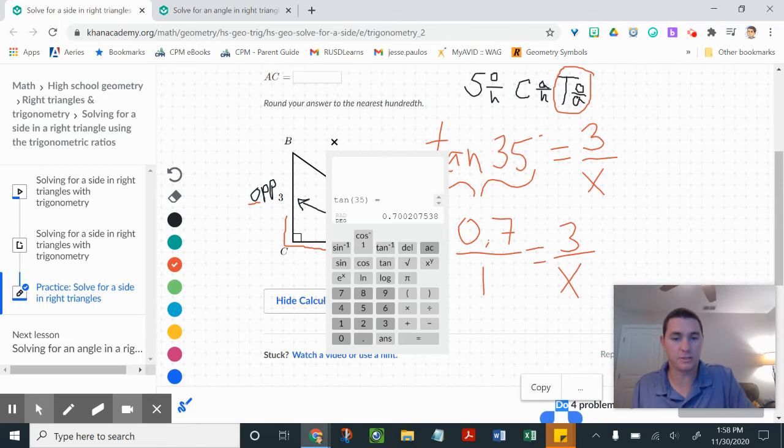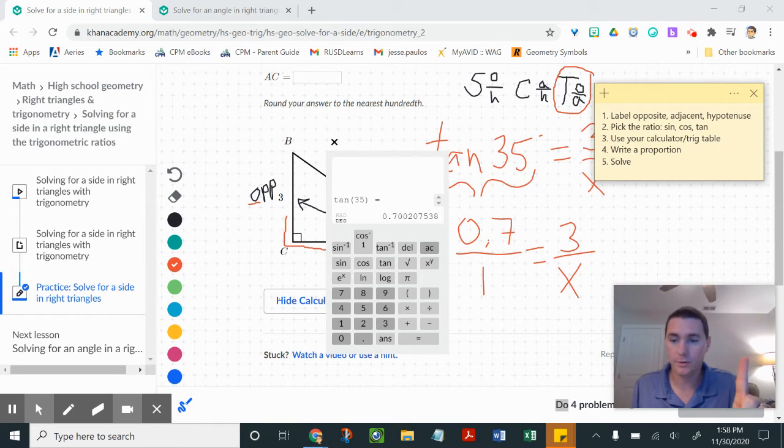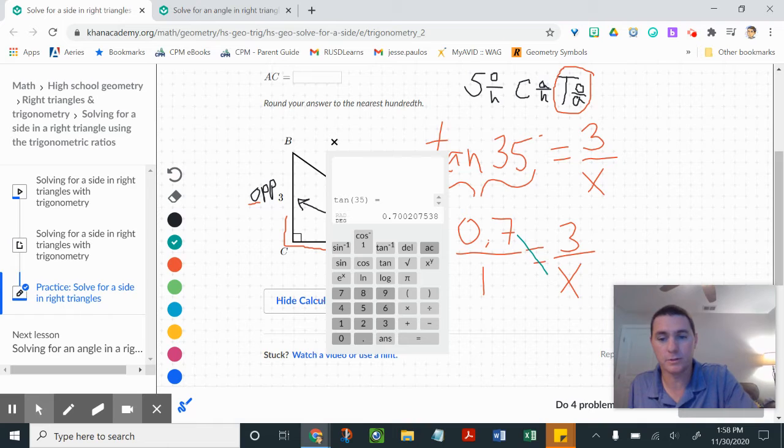So let's check in on our steps one more time. We labeled, we picked the tangent ratio, we used our calculator, we wrote a proportion. Now all that's left is to solve, okay? And so to solve this proportion, we cross multiply. I get 0.7 times x, which is 0.7x, equals 1 times 3, which is 3. Last step, I'm going to divide by 0.7 to both sides, and that will give me my final answer.